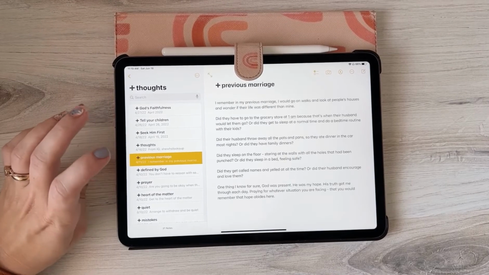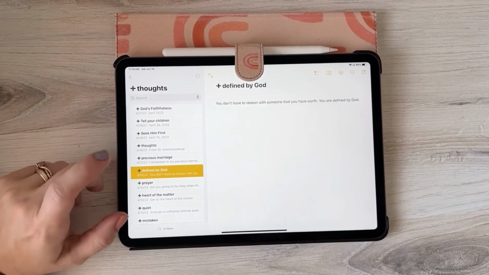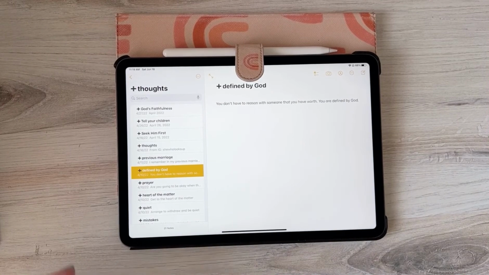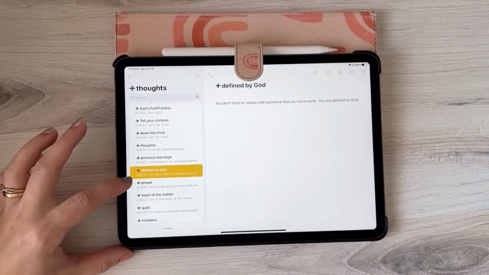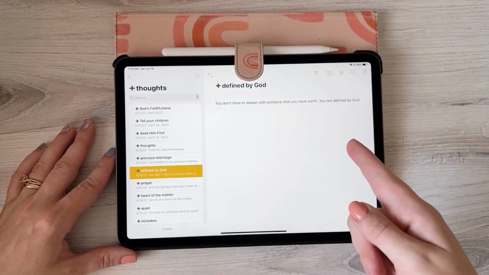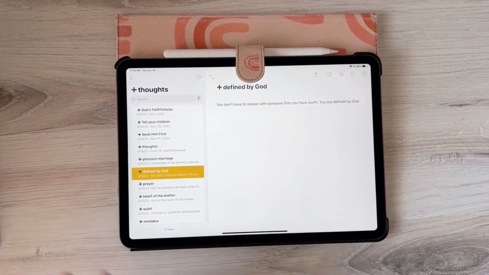I just write notes, and sometimes they transfer to my journal. Sometimes they stay here, and sometimes I'll go through here and I'll read these. And like this, you don't have to reason with someone that you have worth. You are defined by God. I'm pretty sure that's in my prayer journal somewhere.